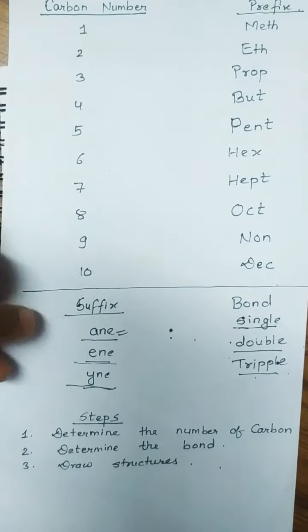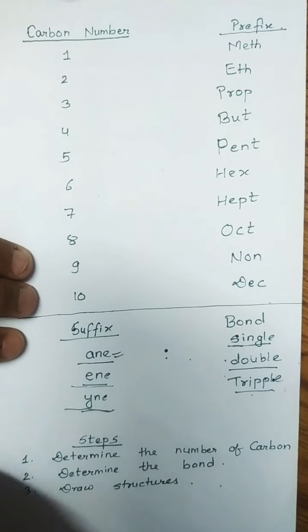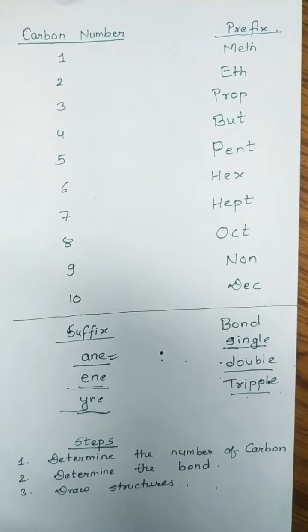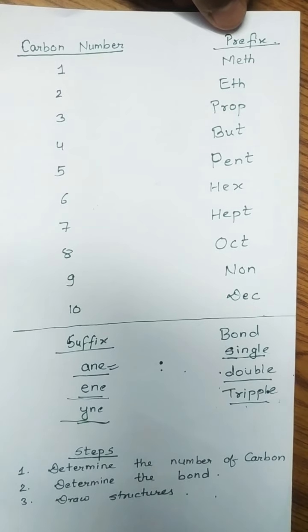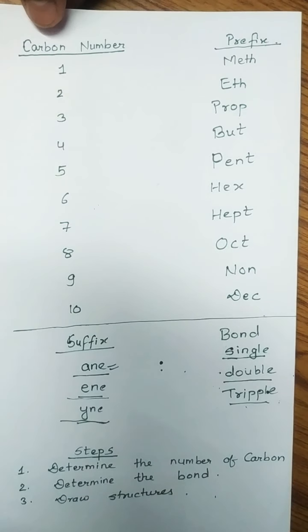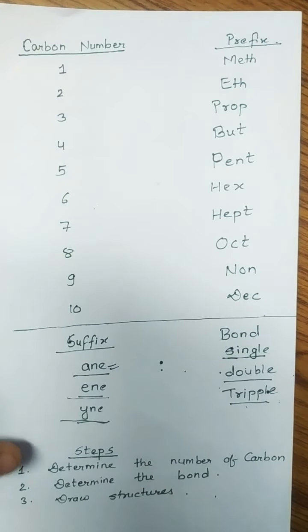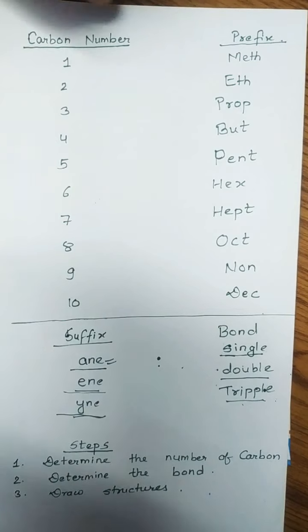Every hydrocarbon name can be divided into two parts. One is the prefix part, another is the suffix part. The prefix gives you the number of carbon atoms and the suffix gives you the bond. So look at this.